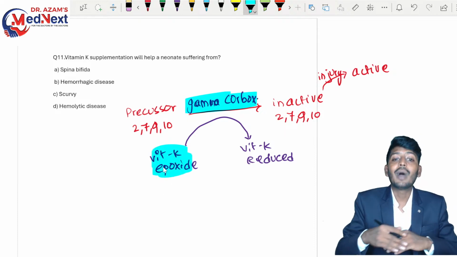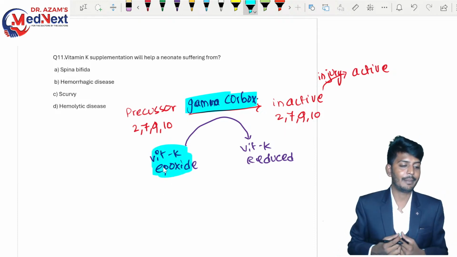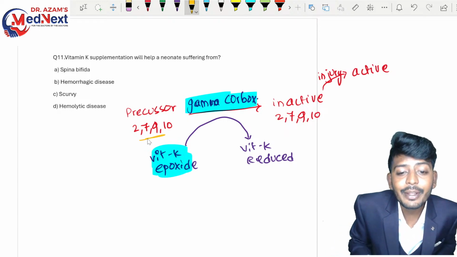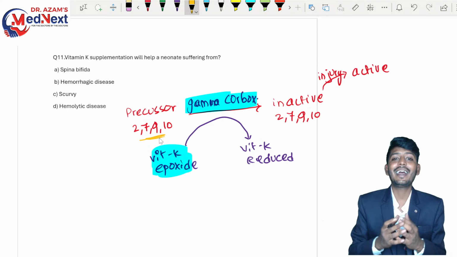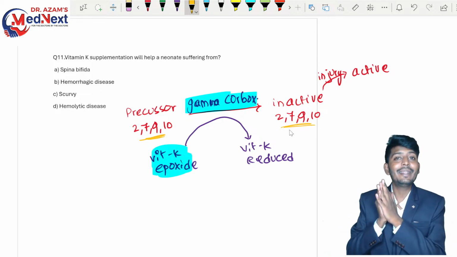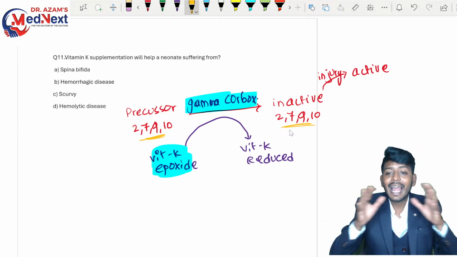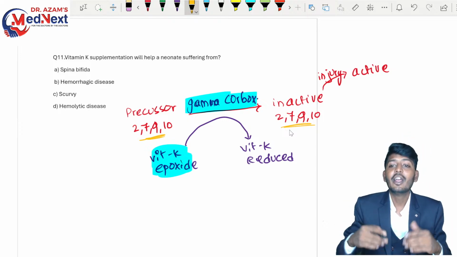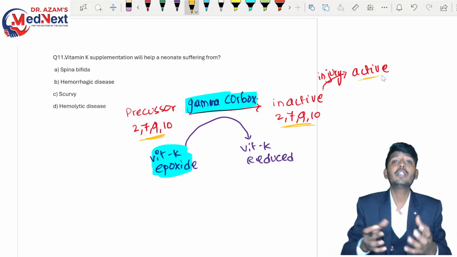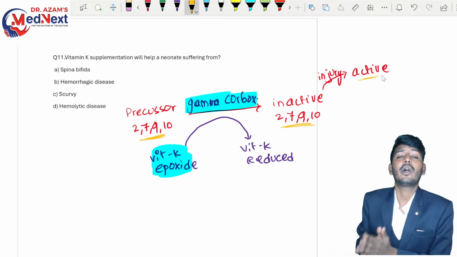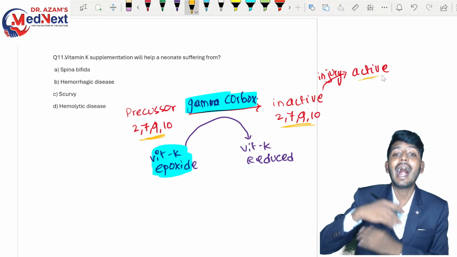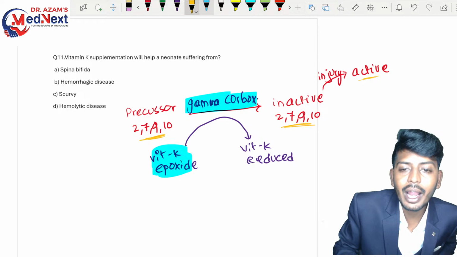Vitamin K. So if vitamin K is not there, 2, 7, 9, 10 बनेगा कि नहीं बनेगा बच्चों? हाँ सर, नहीं बनेगा. अगर 2, 7, 9, 10 is not there, inactive 2, 7, 9, 10 will it be there sir? नहीं होगा. If inactive 2, 7, 9, 10 is not there, so they will not become active during the injury. So bleeding नहीं रुकेगा. So if 2, 7, 9, 10 clotting factors are not there, the person will have a high tendency to bleed, and all of them are dependent on vitamin K.